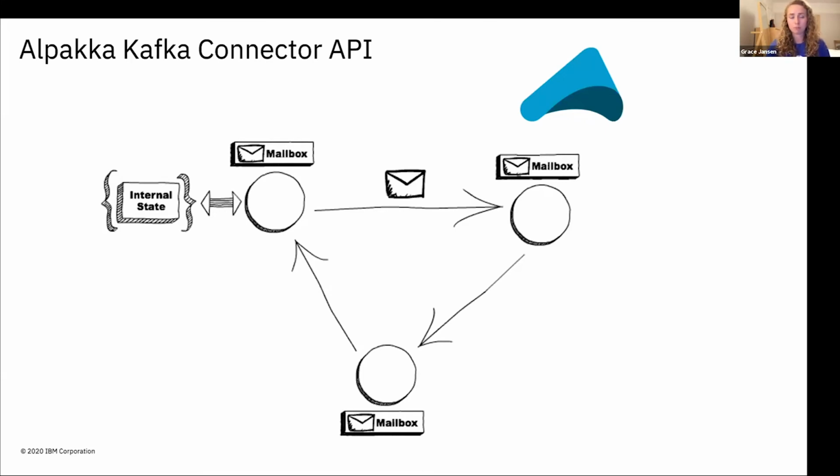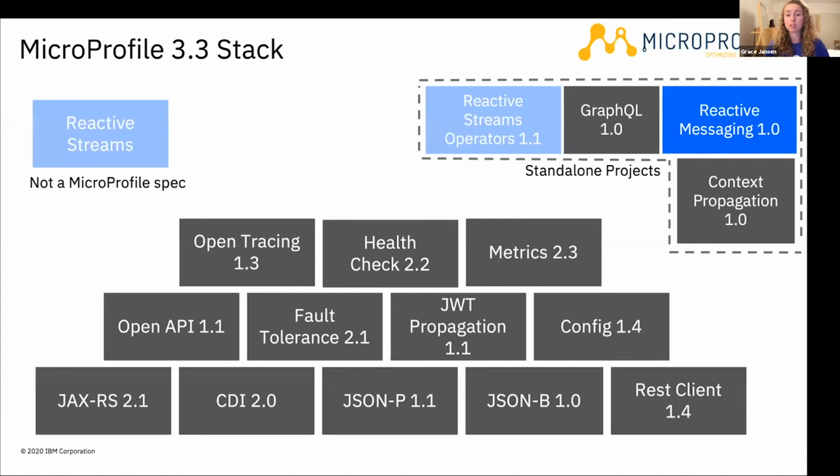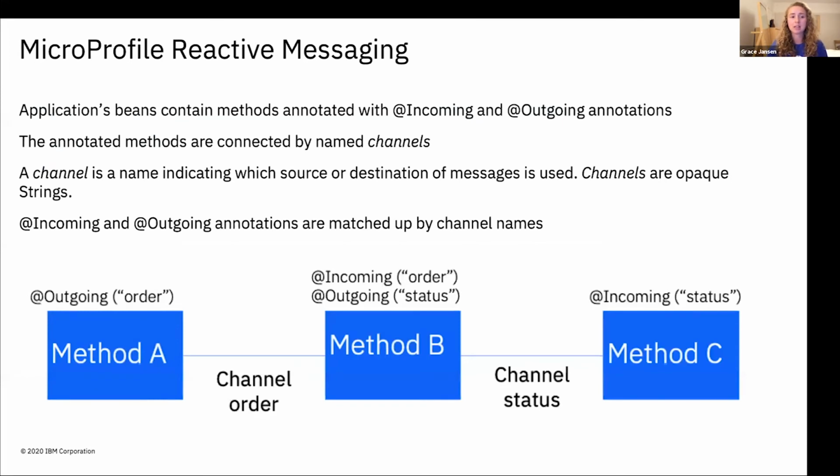What about MicroProfile? If you've not come across MicroProfile before, it's a community-driven specification designed for the enterprise Java microservice community. You can see here that there are some standalone projects as well as the standard specifications that come as part of the MicroProfile stack. The one we're interested in is Reactive Messaging 1.0. Now, reactive messaging within MicroProfile works using annotations. It annotates an application's bean methods and connects those annotations, the @Incoming and @Outgoing annotations, using something called channels.